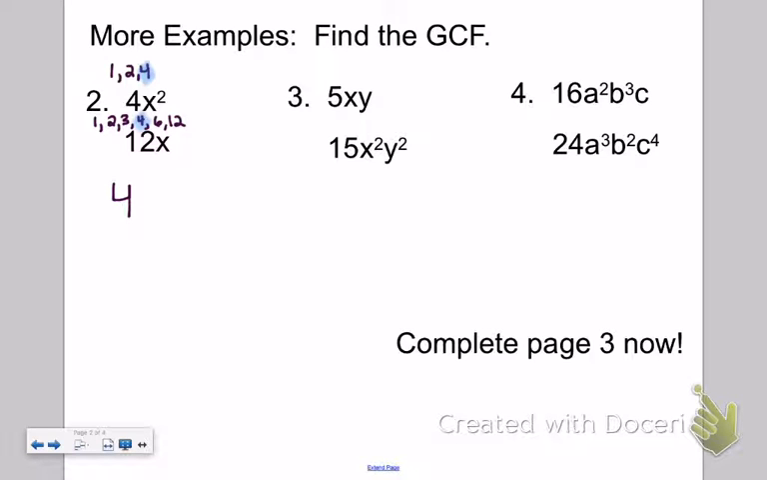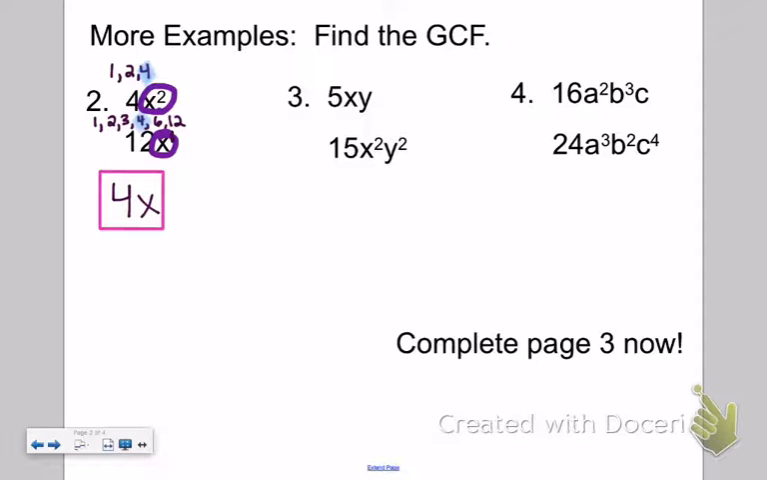But I also have variables. I have an x squared and an x. So I pull out the least exponent. So I have a 2 and I have a 1, so I can only pull out an x to the first. So my GCF is 4x.